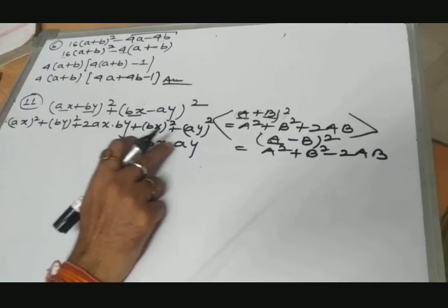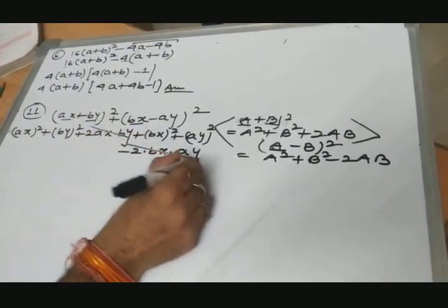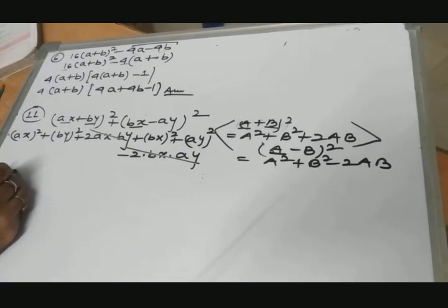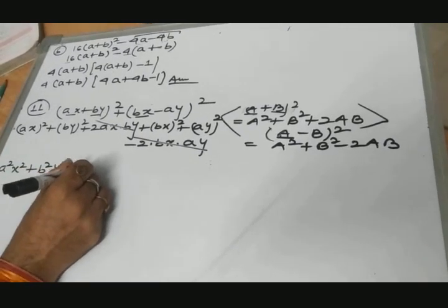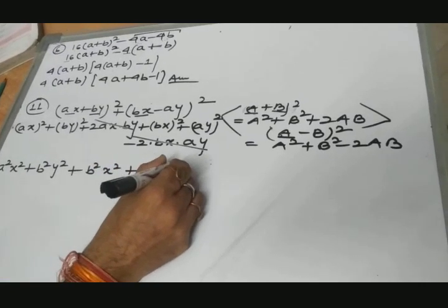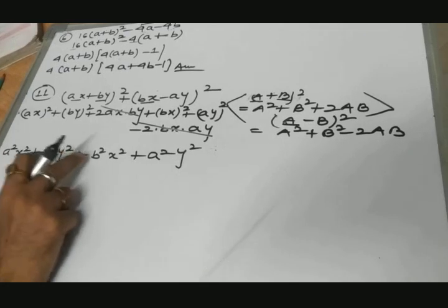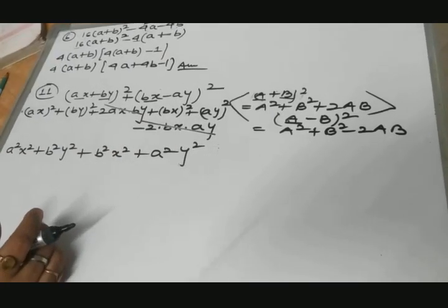Here is 2abxy, and plus and minus 2abxy cancel. Now it converts into a²x², b²y², b²x², a²y². It contains four terms: first, second, third, fourth. Now we will divide into two groups.